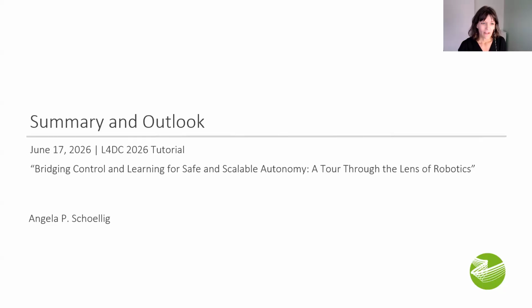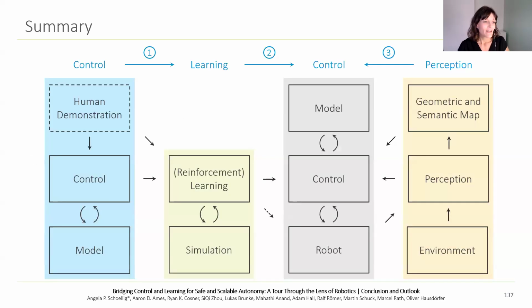I'll go back to our initial block diagram. We really wanted to show control as guidance for learning. This is kind of the number one. We show that we can achieve data efficiency, safety, and better performance or explainability by leveraging control insights when designing our learning algorithms. Then in the second part, we showed how learning is used for control. And here learning can give us performance, and the control insights still give us the necessary guarantees.